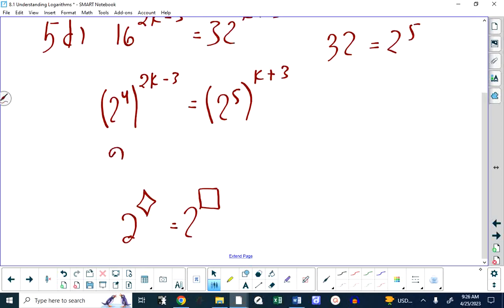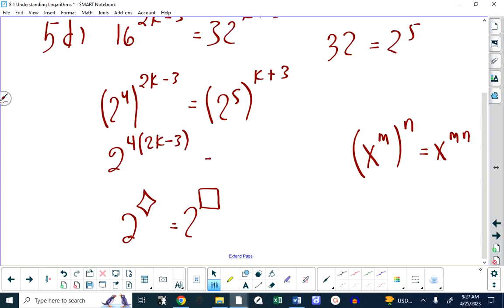What we end up doing here is using, doesn't matter the letters we use, the power of a power rule, which says that when you have a power like x to the m and it's raised to an additional exponent, then we can combine the two exponents by multiplication. So this 2 to the 4 raised to the 2k minus 3 becomes 2 to the 4 times 2k minus 3.